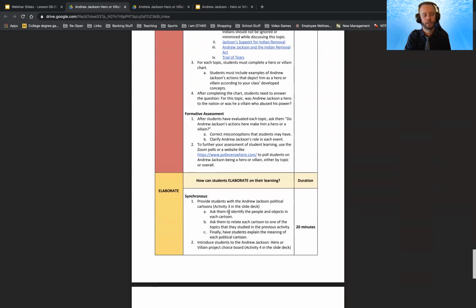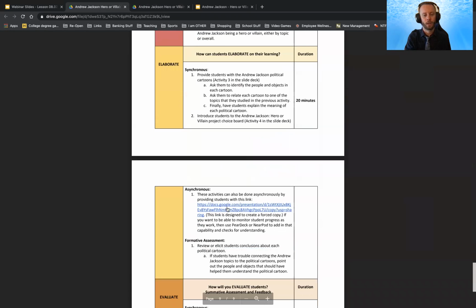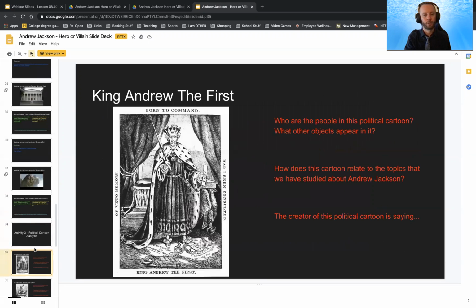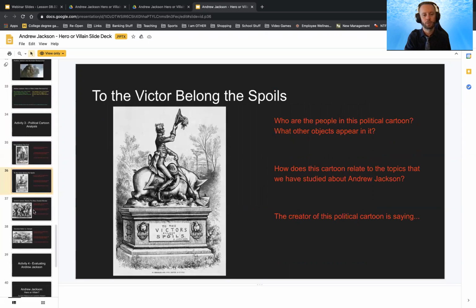which is part of the elaborate portion. And in the elaborate portion, they are going to apply their learning to political cartoons, and they'll be answering the questions right here and trying to think about the different topics that were covered on Andrew Jackson and what these political cartoons might be referencing.